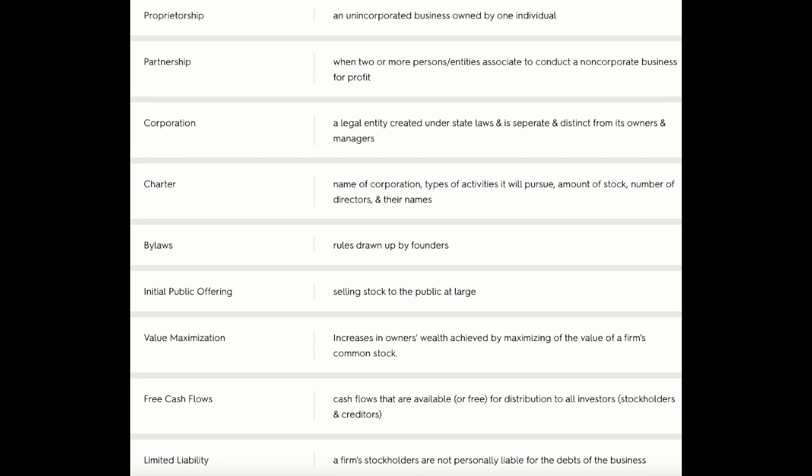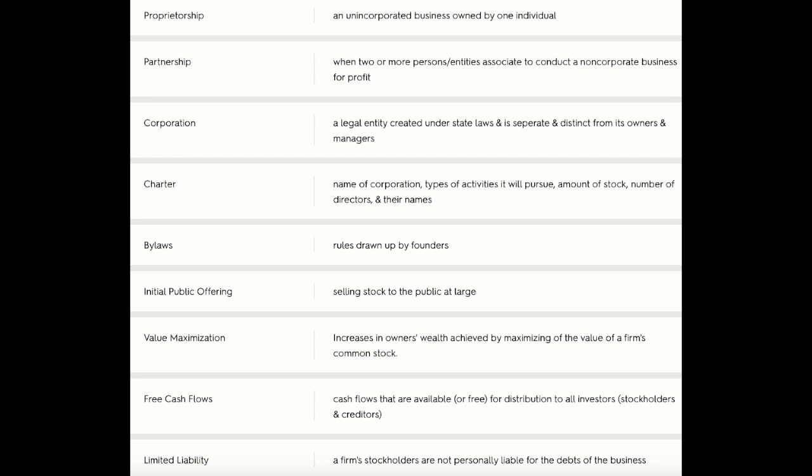Partnership exists whenever two or more persons associate to conduct a non-corporate business. Its major advantage is its low cost and ease of formation. And the disadvantages are unlimited liability, limited life, difficulty of transferring the ownership, and difficulty of raising large amounts of capital.